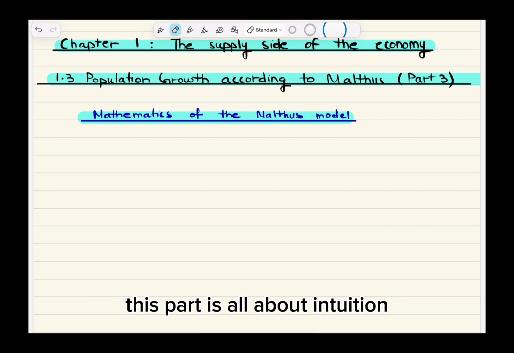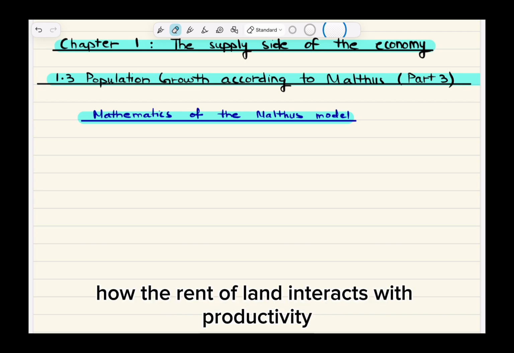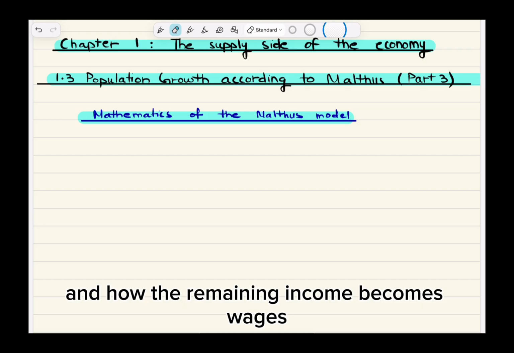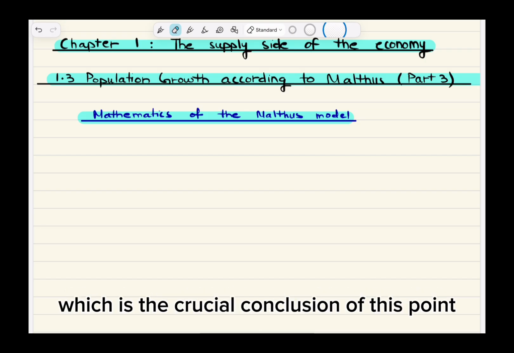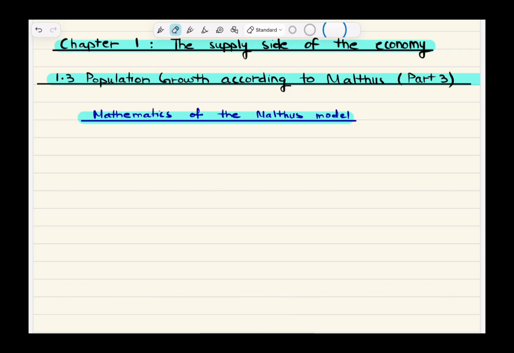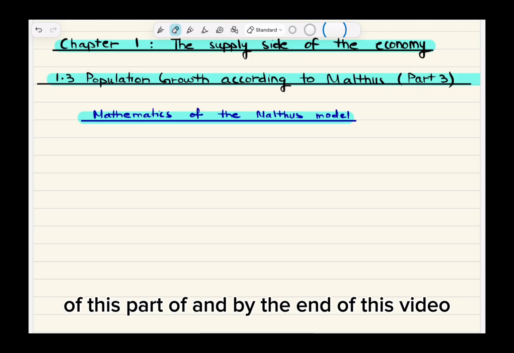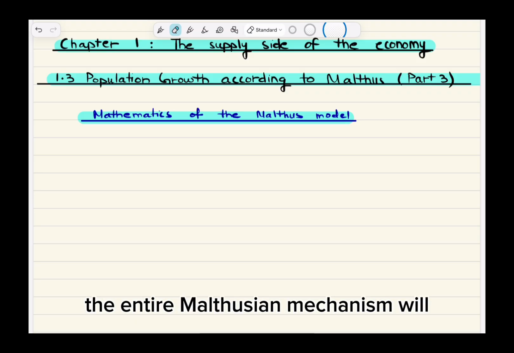This part is all about intuition: how the rent of land interacts with productivity, and how the remaining income becomes wages, which is the crucial conclusion of this part. And by the end of this video, the entire Malthusian mechanism will hopefully make complete sense.